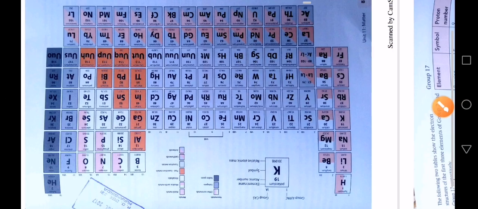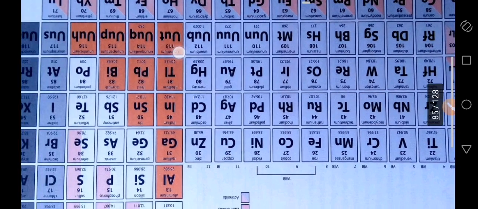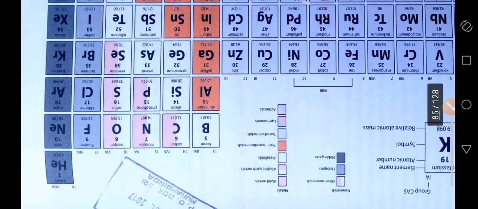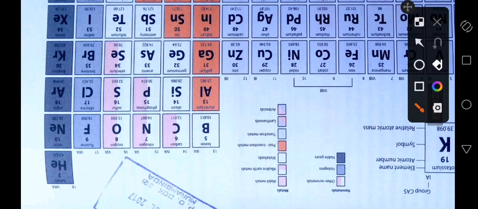This is the periodic table. As you can see, when we were asked to draw the electronic configuration for carbon, carbon has 6 electrons. That is why we put 2 first, then the remaining 4 to make it 6.